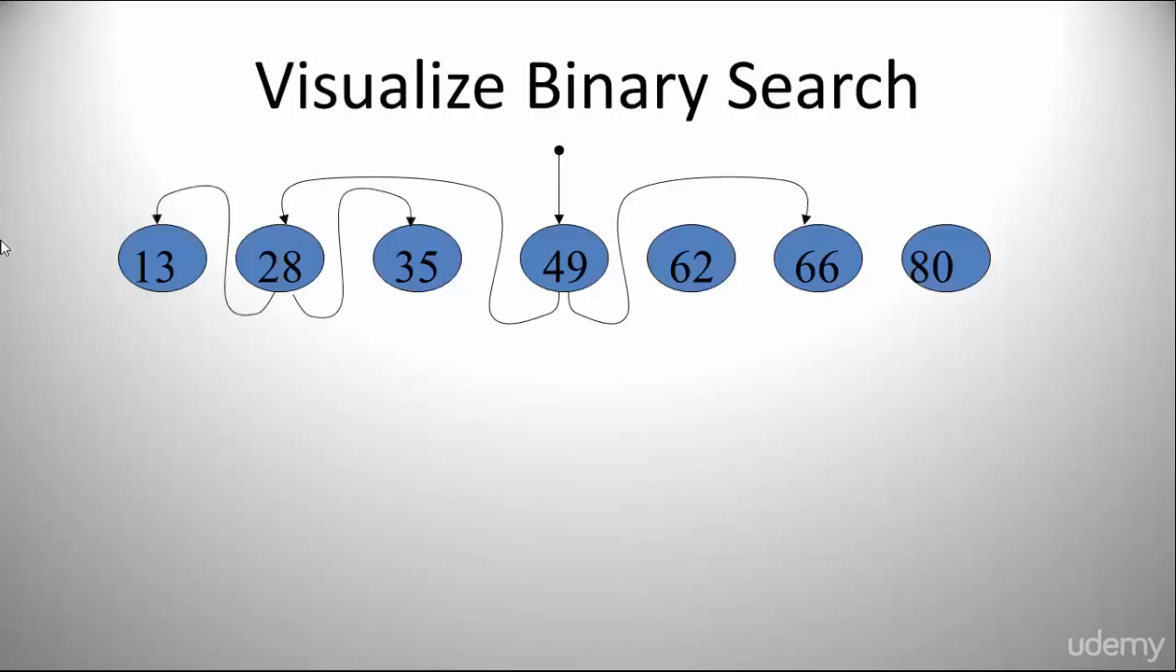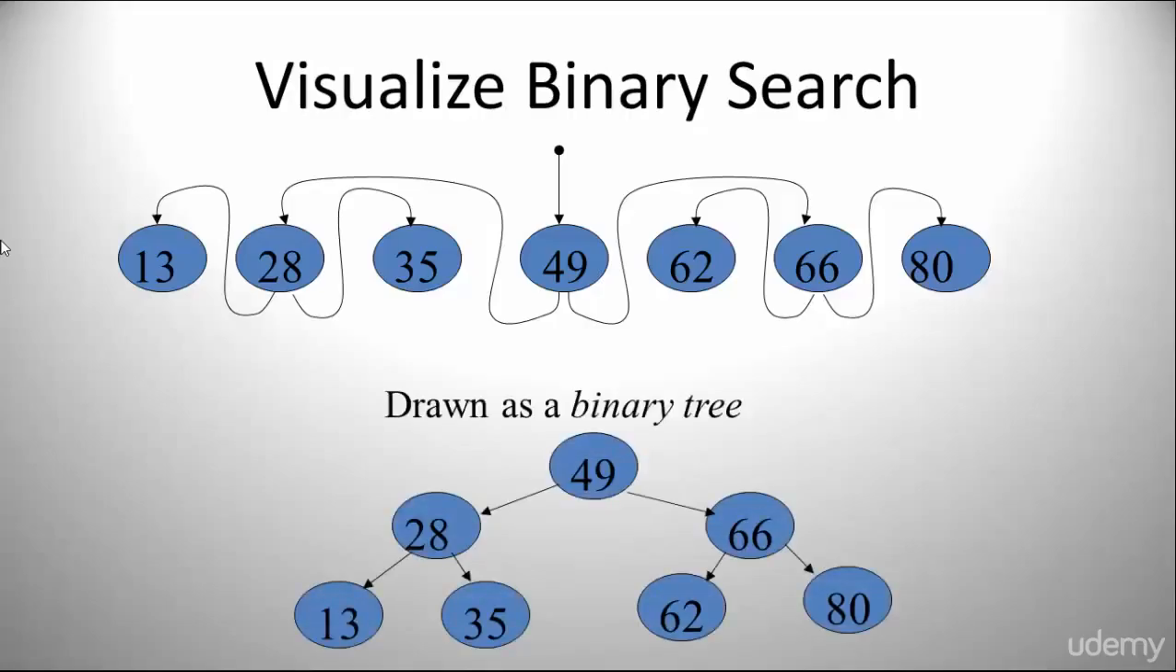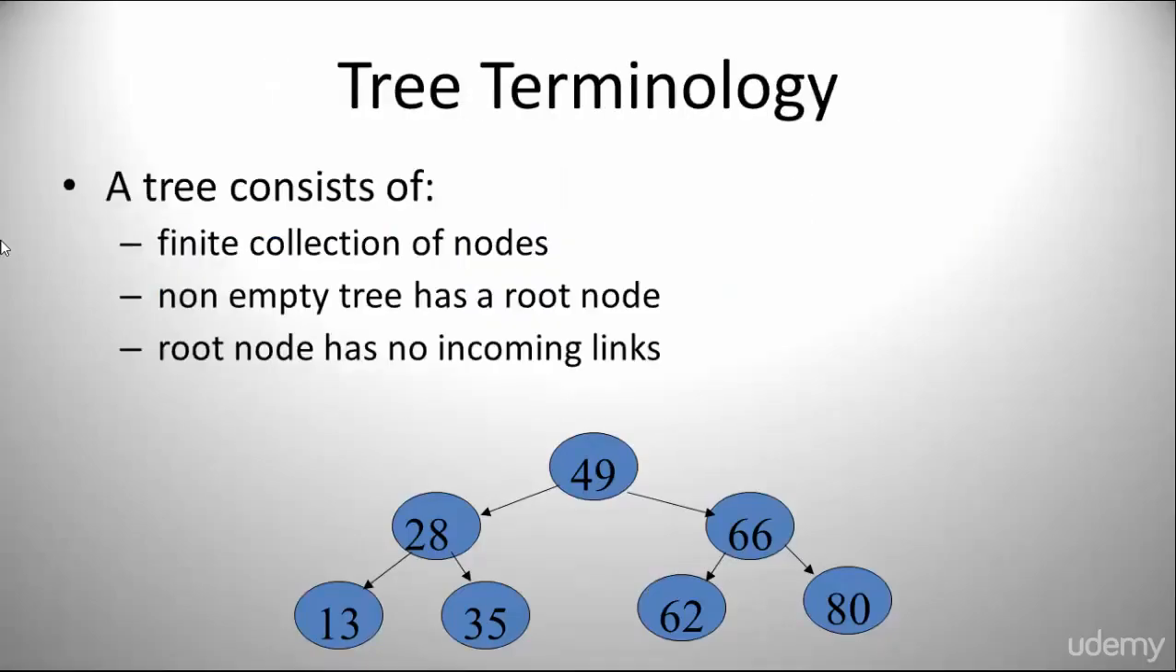Let's visualize a binary search. Here is this drawn as a binary tree. When looking at tree terminology, a tree consists of a finite collection of nodes. A non-empty tree has a root node, and a root node has no incoming links. Here we have our leaf nodes, our sibling nodes, and our parent and child nodes.